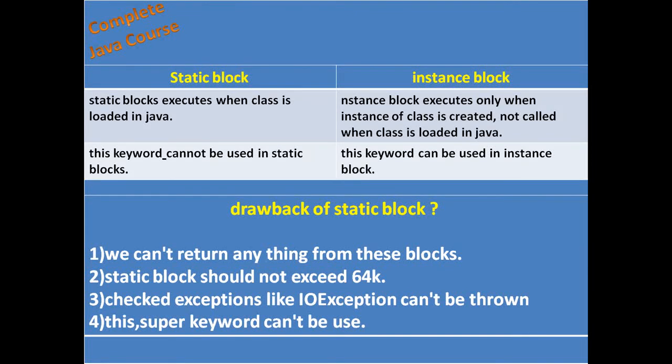Now we will talk about the drawbacks of static blocks. Number one, we cannot return anything from static blocks. From a method we can return an integer, double, float, anything, but we cannot return anything from a static block. Static blocks should not exceed 64k, meaning in a static block you cannot write 64k lines. Checked exceptions like IOException cannot be thrown from a static block. The this and super keywords cannot be used in a static block.